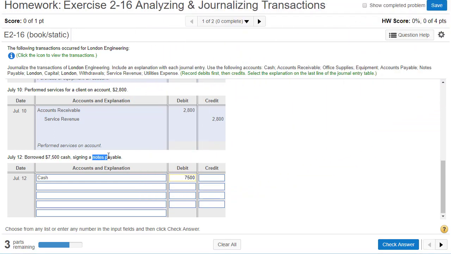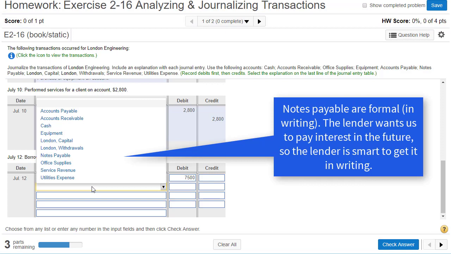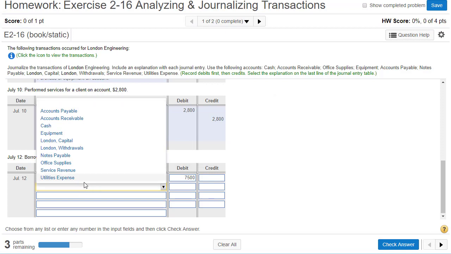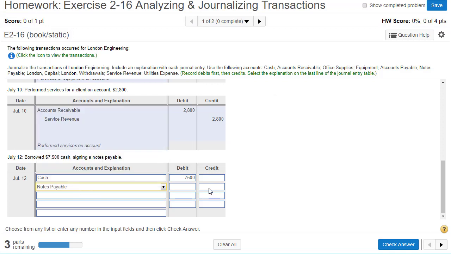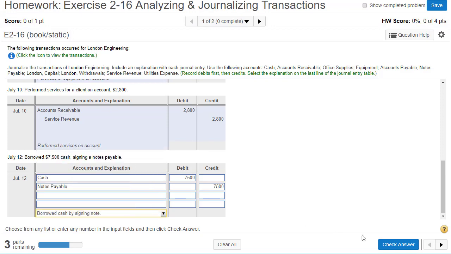It's notes payable. So the difference between notes payable and accounts payable is notes payable is more formal, so it's in writing. Another reason you're going to have to get it in writing for notes payable is you're going to have to pay interest. And anytime you're going to have someone pay you interest, you better get it in writing. So our notes payable is increasing. We've got $7,500 of additional debt. Borrowed cash by signing a note.